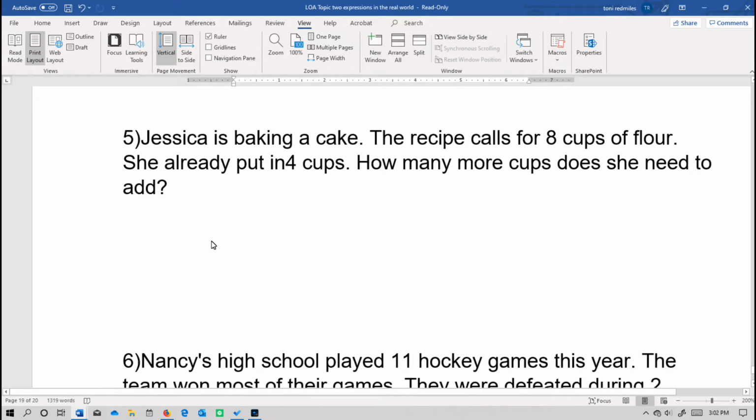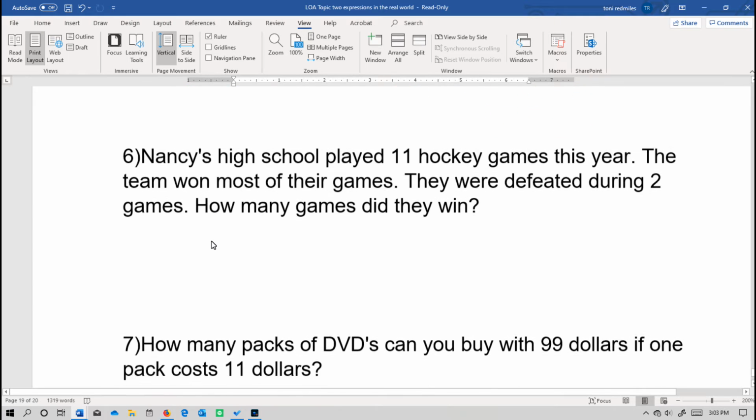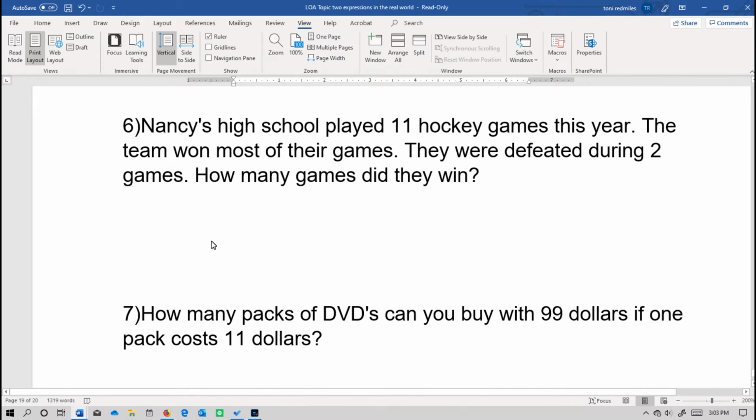Jessica is baking a cake. The recipe calls for 8 cups of flour. She already put in 4 cups of flour. How many more cups does she need? Common sense tells me that if I need 8, I put 4 in, I need 4 more cups. It also, if I'm writing an expression though, I know the sum. I know the sum of what I put in and what I still need, and that will equal 8 cups. Okay, and we're going to look at this comparison between what we know from a rational point of view versus what we know from what we're given, either the sum, the difference, the product, or the quotient.